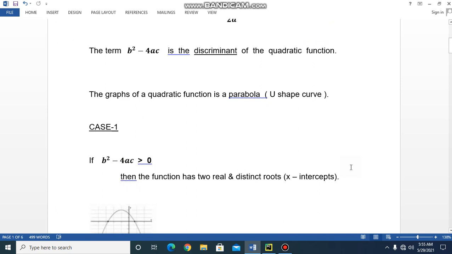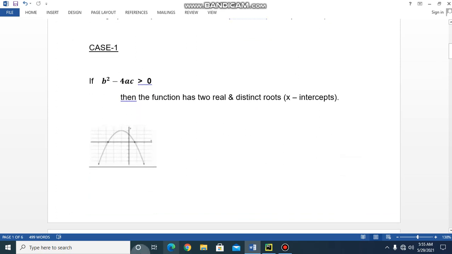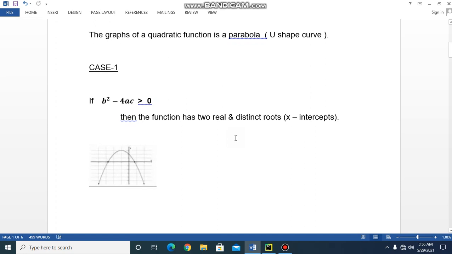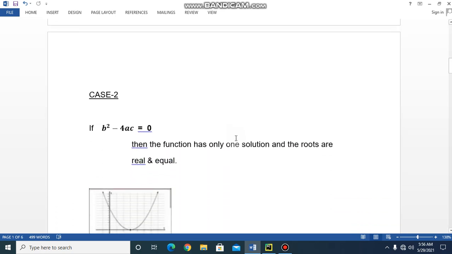So we will see the first case, when the discriminant is greater than 0. In this case, the quadratic function will have two real and distinct roots. And if you plot a graph of y equal to ax square plus bx plus c, the graph will intersect the x-axis at two distinct points. For example, like this, here this graph is intersecting the x-axis at 2 points. The graph of a quadratic function is always a parabola, that is a U-shaped curve.